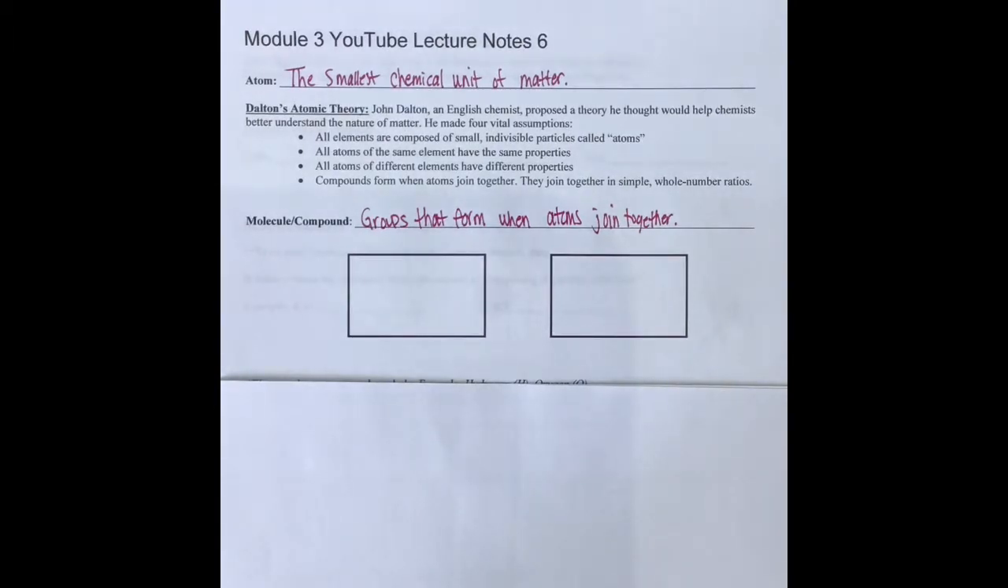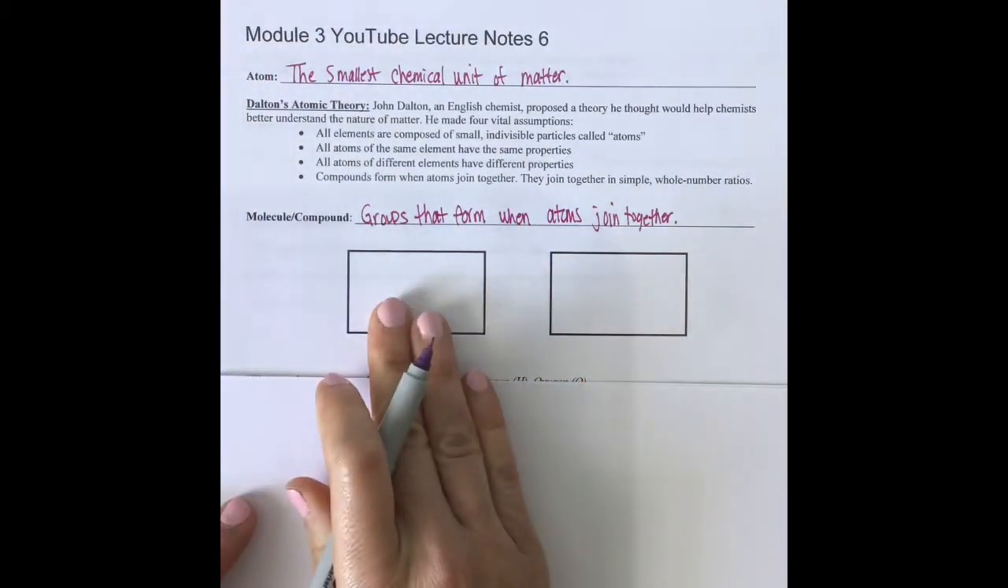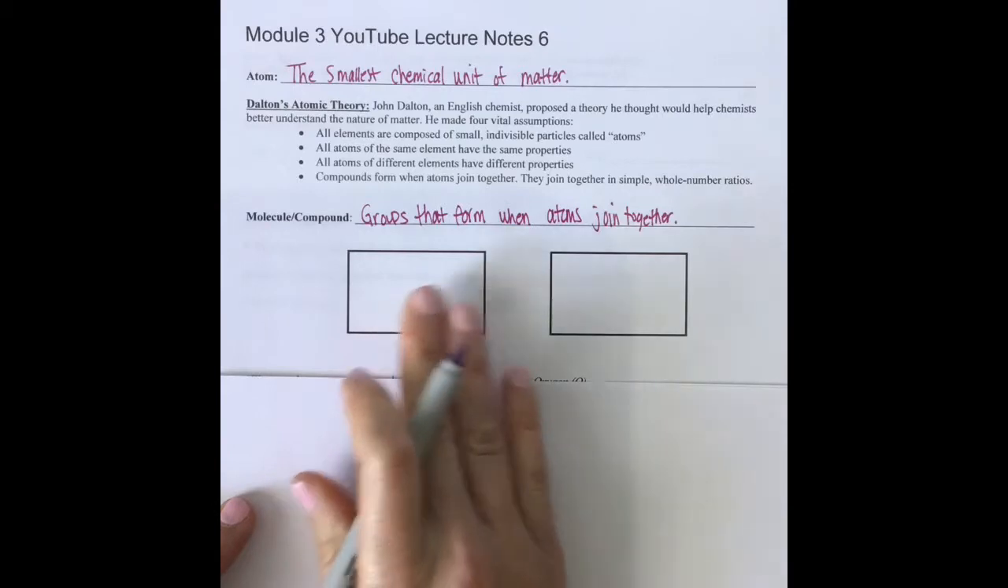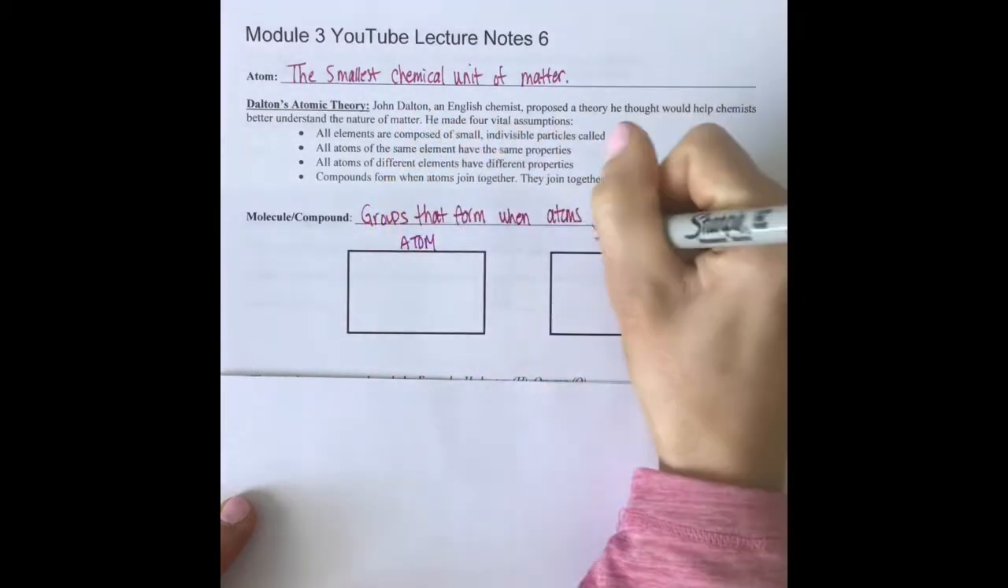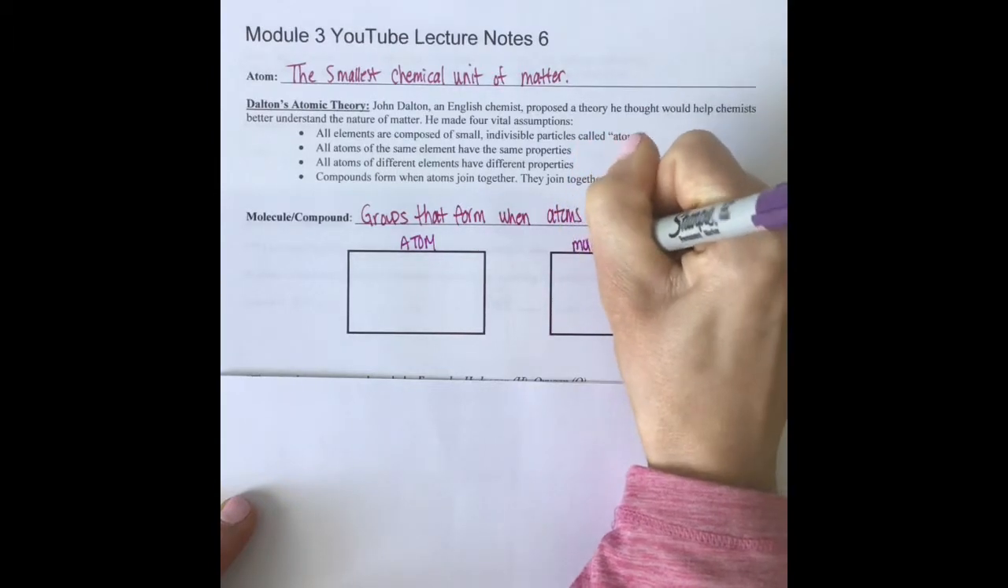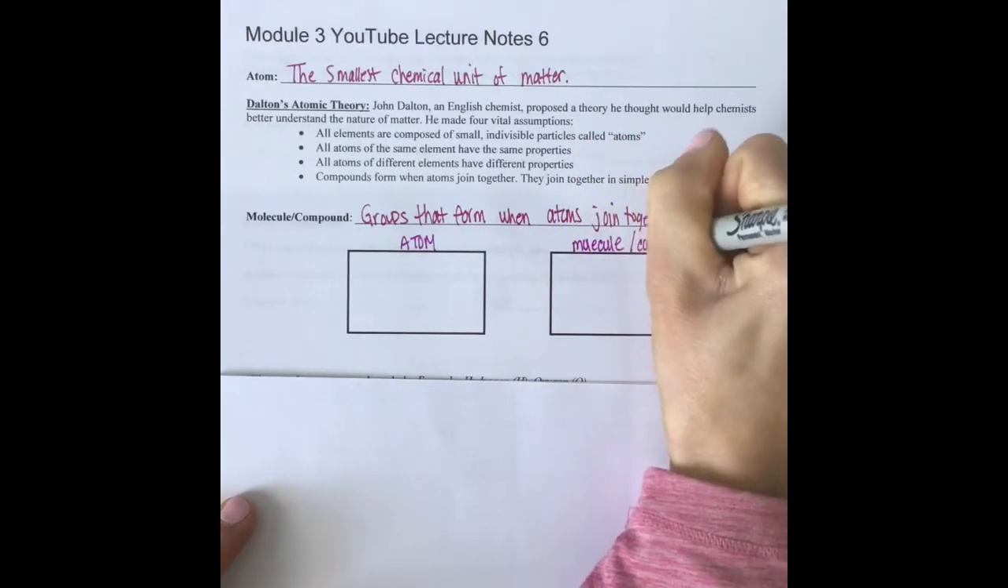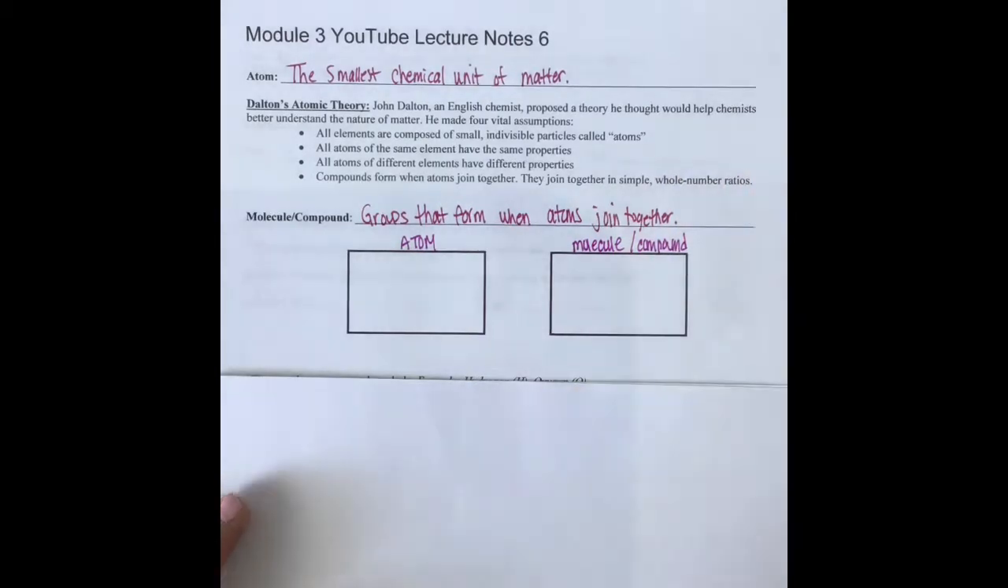I like pictures because it helps us visualize things sometimes more than words do. Let's draw the difference between an atom and a molecule. So let's label this one atom. And we'll call this one molecule or compound. Those words are kind of interchangeable. We said that an atom is just something by itself. It's the smallest chemical unit of matter.